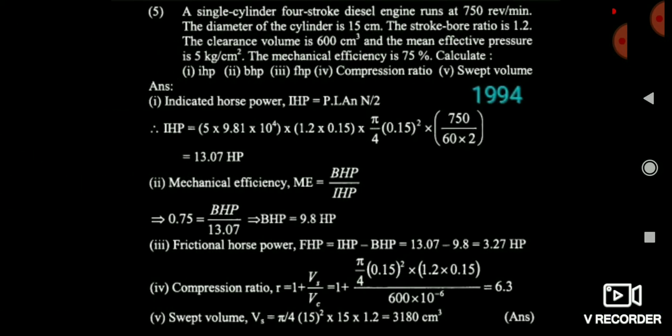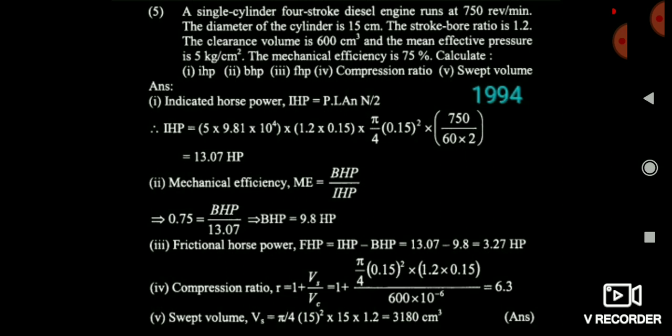Now friends, see another question. It is also a very important question and it will clear your concept. Here in this question, it is given that a single cylinder 4-stroke diesel engine runs at 750 revolutions per minute, and the diameter, stroke bore ratio, clearance volume and mean effective pressure are given, and it is asking first that you should calculate the IHP. I think all of you know the formula P L A N, and since it is a single cylinder, the small n value is 1, and the remaining things are easy.